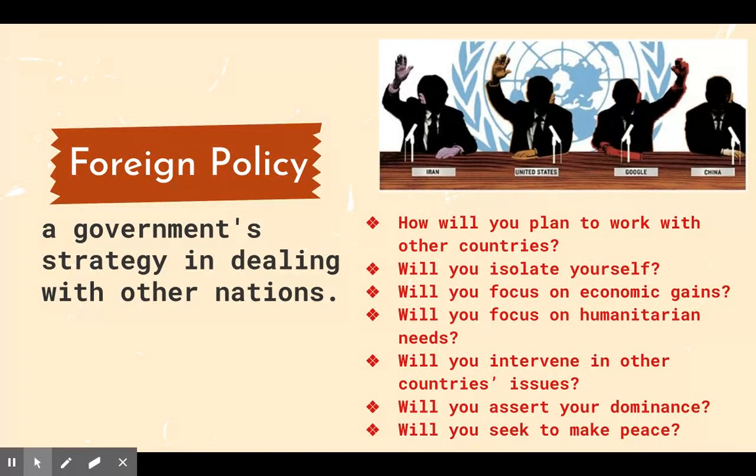Are we going to intervene in other countries' issues? If there's a civil war happening in another country, are we going to get involved? If there's just a general war, like, I don't know, a world war, are we going to get involved? Do we want to assert our dominance? Do we want to make peace? Man, foreign policy encompasses so much. And you're going to obviously see a lot of changes in America based on how we become an imperialistic country and how that changes our foreign policy.